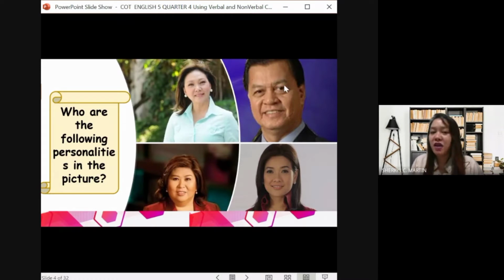How about this guy here? He was our former vice president. He is a broadcaster of ABS-CBN. He was our former vice president of the Philippines. Oh, who is this? Noli? Noli de Castro. Yes, very good. Come again, Ken. Who is this? Ken, repeat your answer, anak. Noli de Castro. Very good.